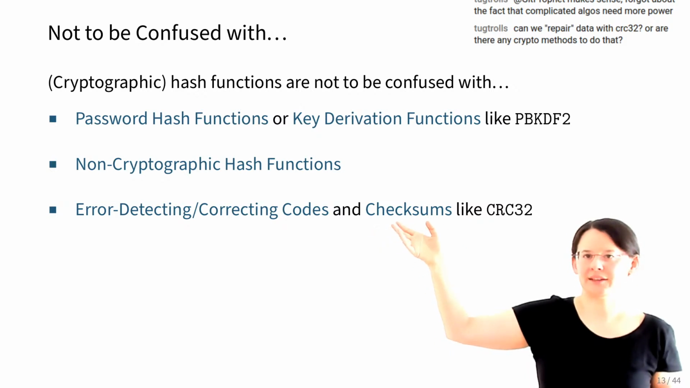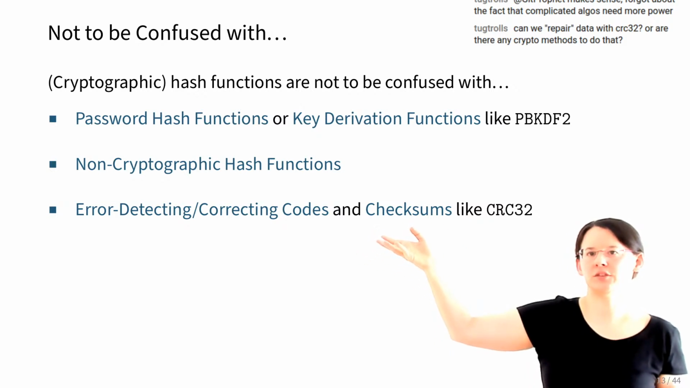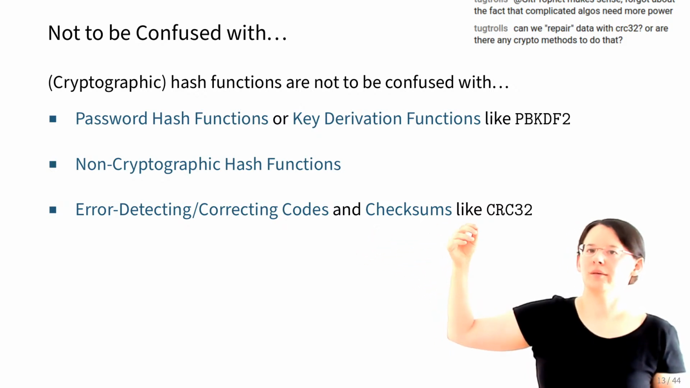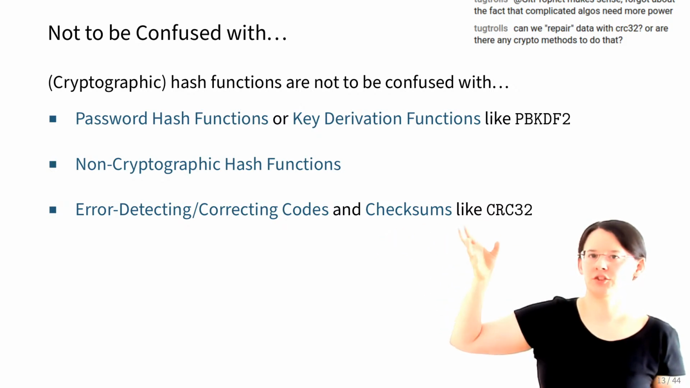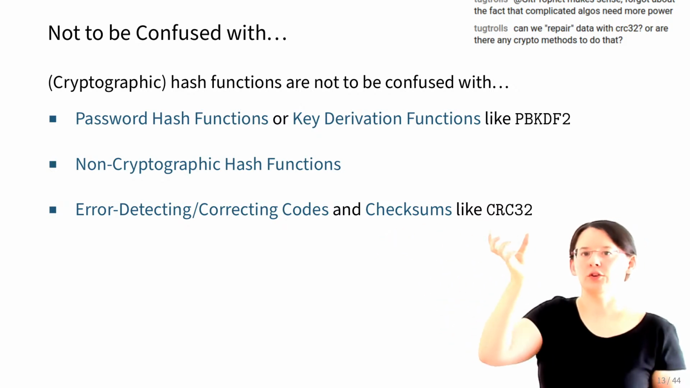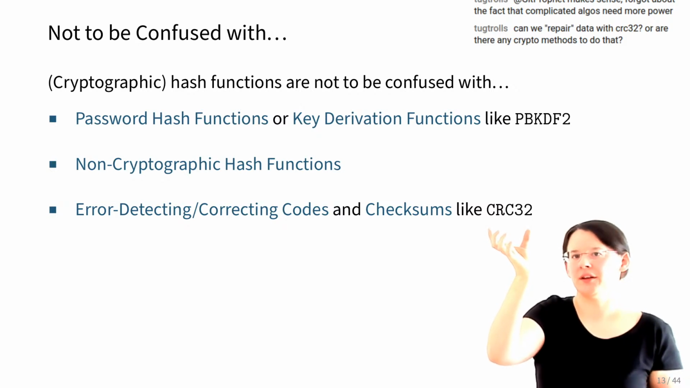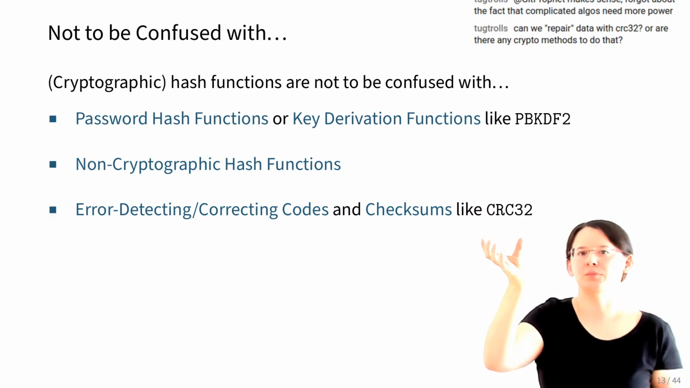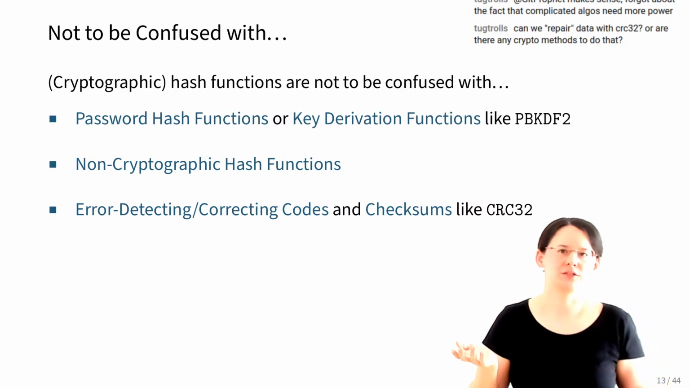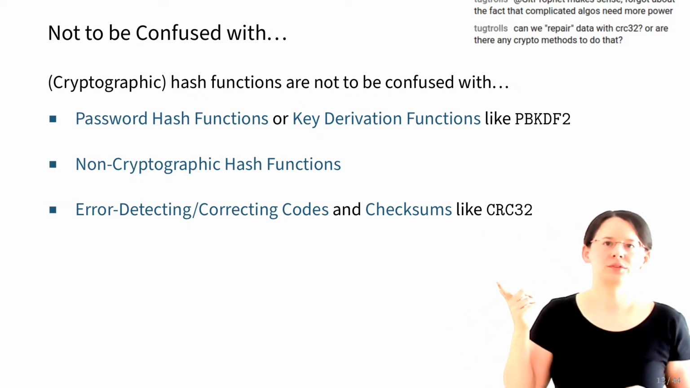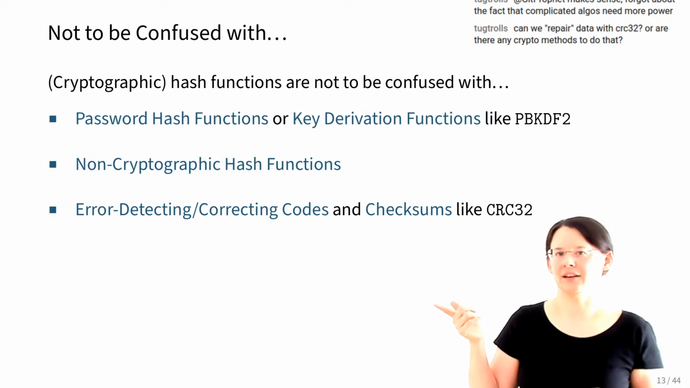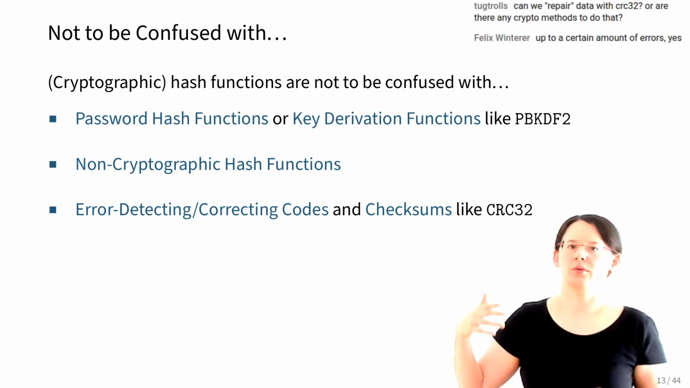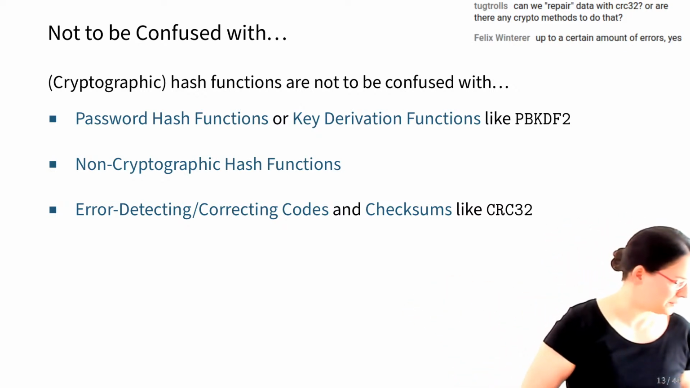These do not protect against adversaries because it's easy for an adversary to find alternative messages that lead to the same checksum. And also because the output is usually very short. So error detecting codes usually add just a few bits to the message because their main thing is to be efficient and to detect particular types of accidental errors, like burst errors or bit flips or a particular type.